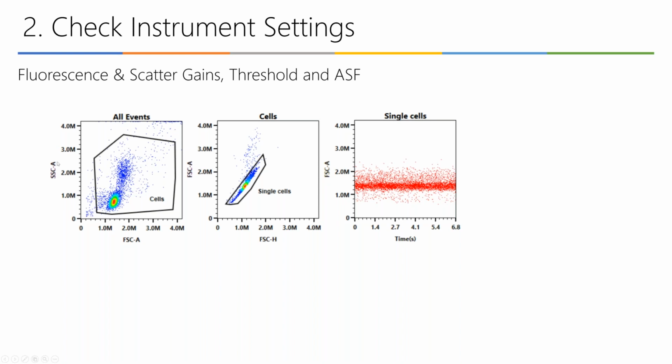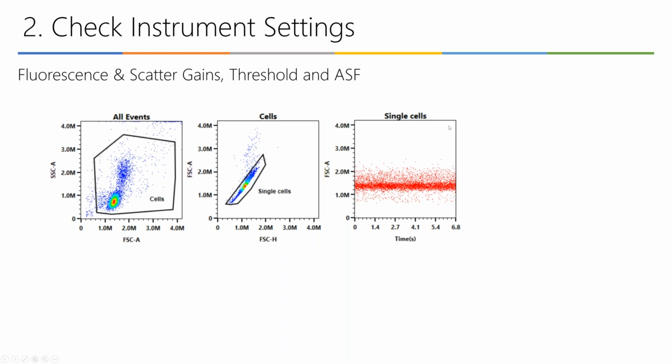Step number 2, check your instrument settings, the ones that you use during sample acquisition. Starting with scatter settings, you should adjust your forward scatter and side scatter gains to have your population on scale. Also optimize thresholds so you don't record events that are not going to be useful. Optimize forward or area scaling factors, especially for large cells, and check the stability of the signal across time.